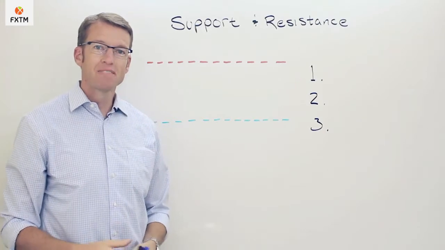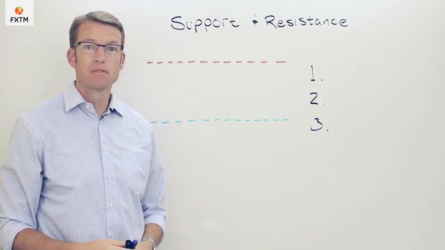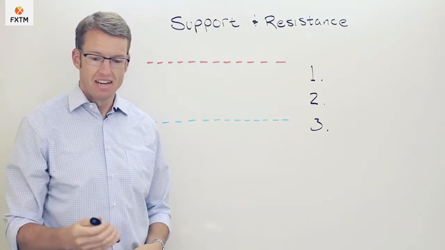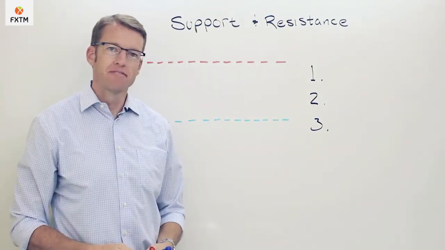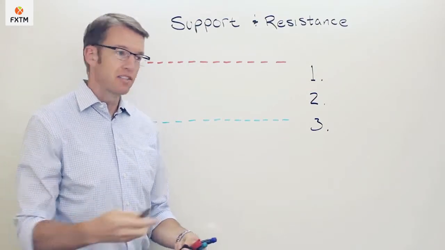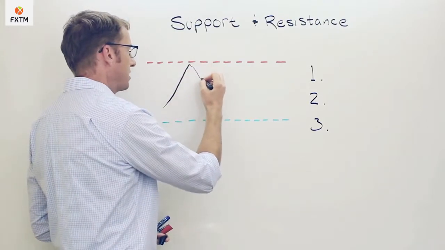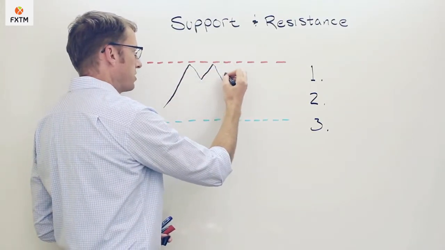In this episode of the FXTM educational series, we're going to be taking a closer look at the concepts of support and resistance. Support and resistance are really defined by levels at which the price is rising to and then subsequently falling or failing to break through over time.